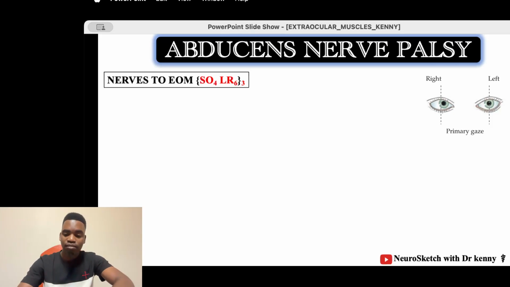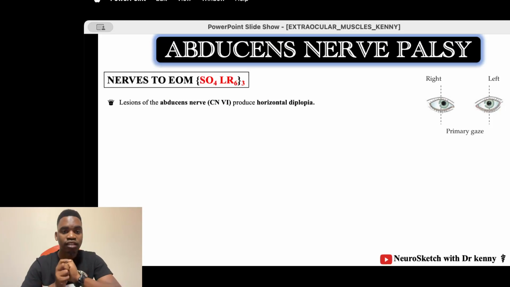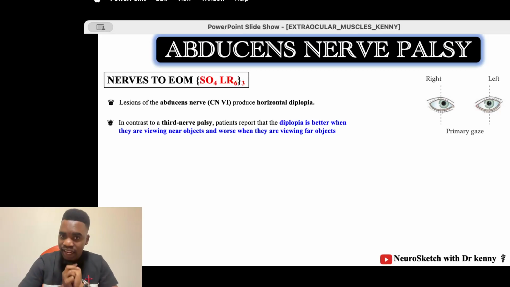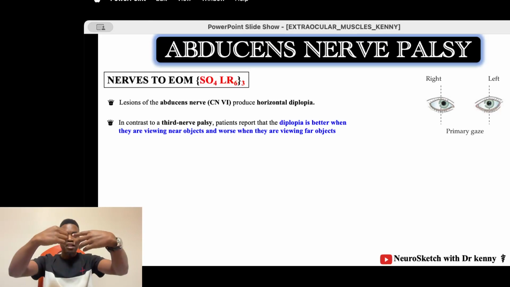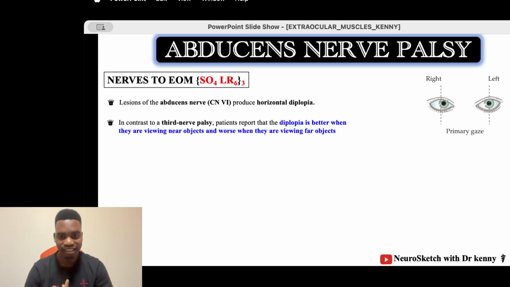The lateral rectus muscle is innervated by the abducens nerve, and the injury of the abducens nerve will produce horizontal diplopia. But the diplopia due to abducens nerve palsy will improve when the patient is trying to look at something near, and it worsens when the patient tries to look at something far away from him or her.